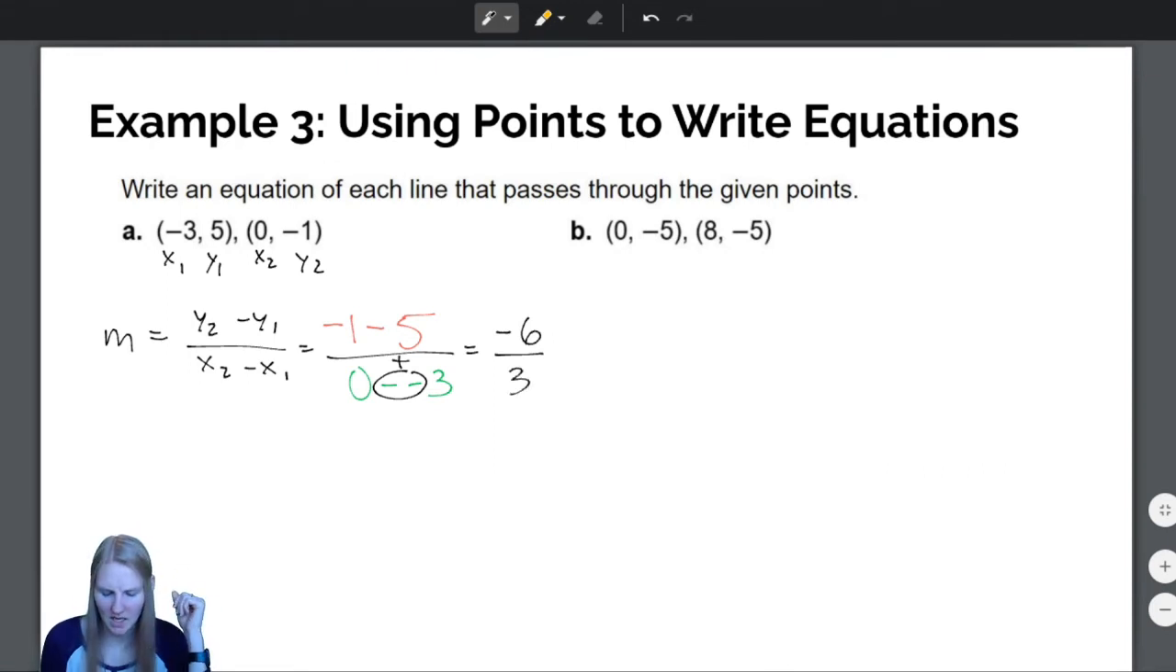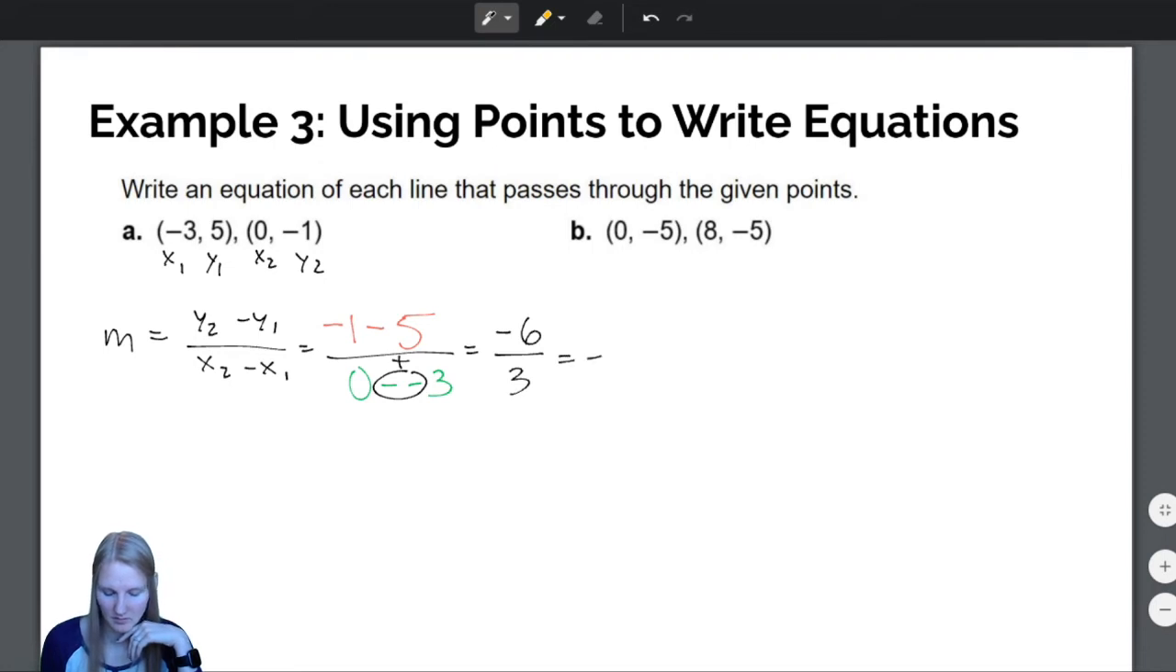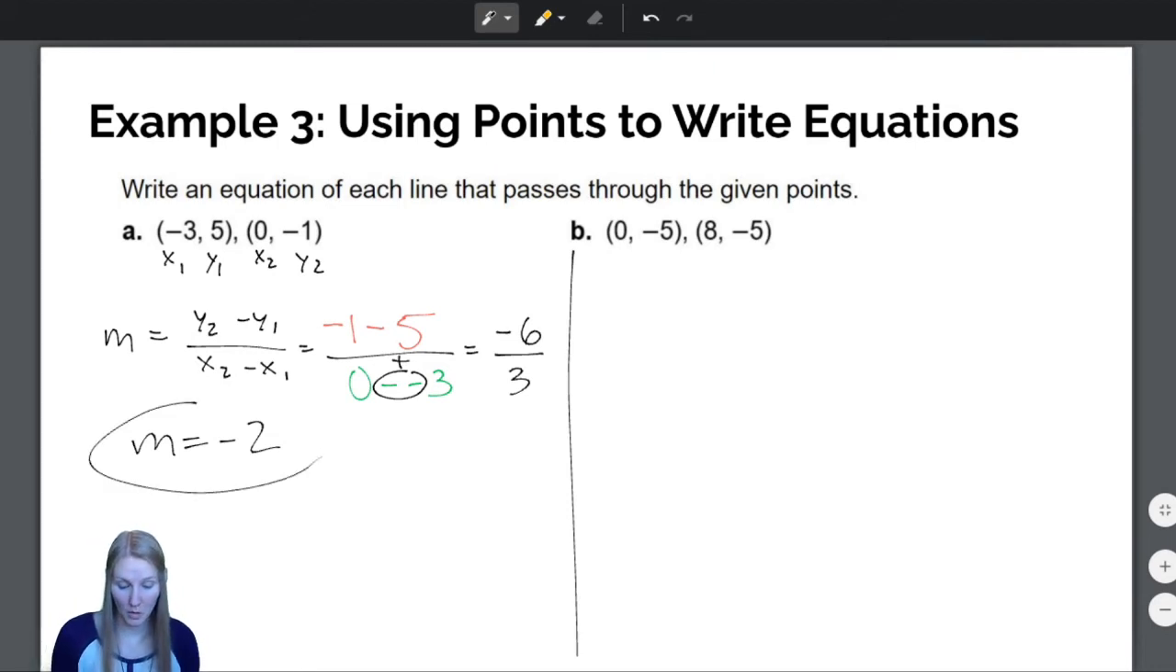And can I simplify this? What's negative 6 divided by 3? Negative 2. So, and actually let me write that over here. We'll write m equals negative 2, because I want to leave some space for part B. So there we go. M, or the slope, is negative 2.